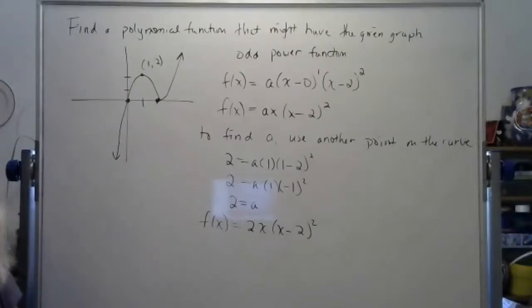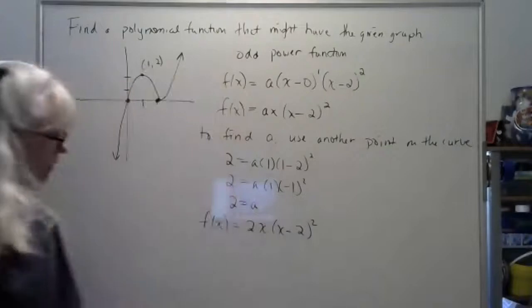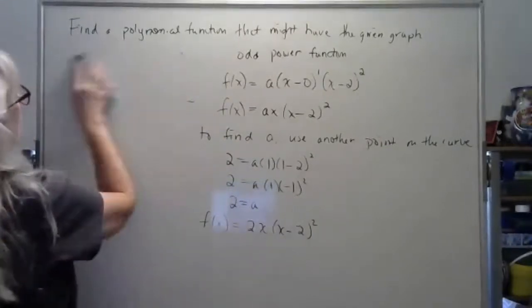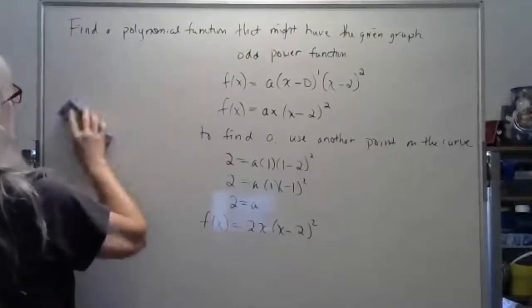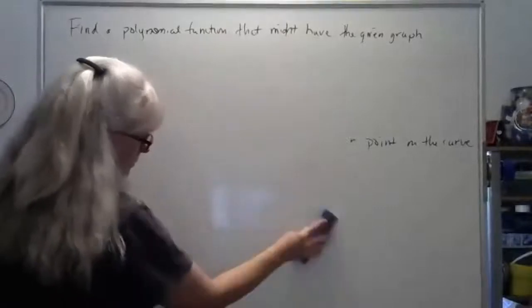So it's not too hard to go backwards. You just have to keep track of that A. Okay, we're going to do one more just to make sure you've got it. This one will have a different y-intercept. So same directions, just going to switch the graph.